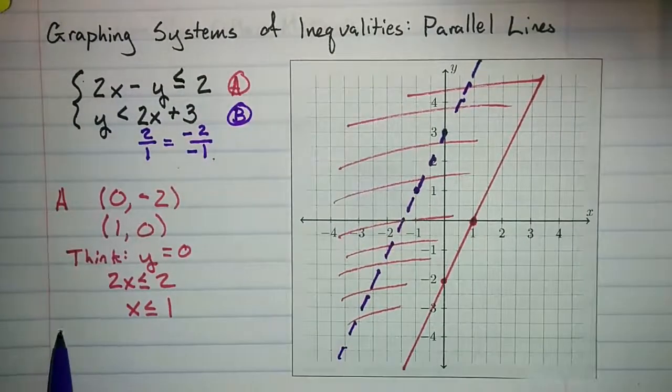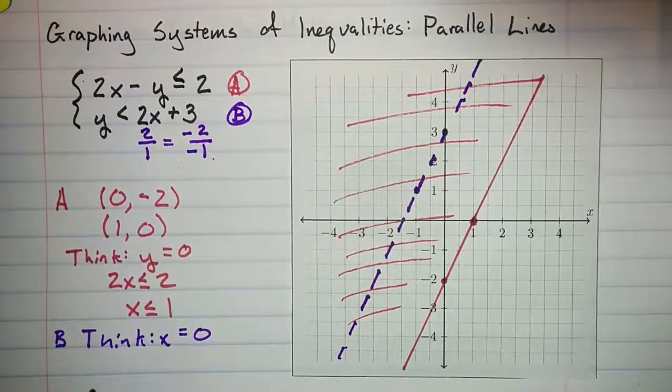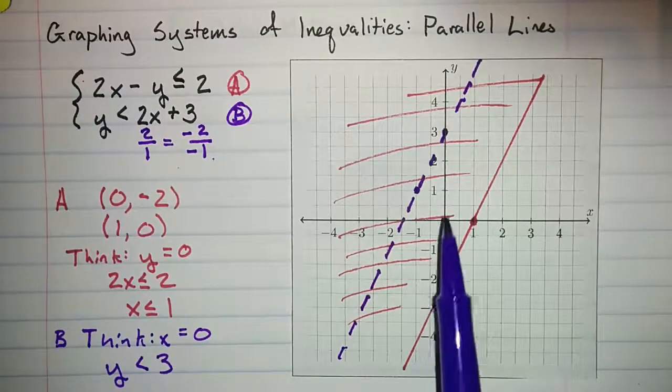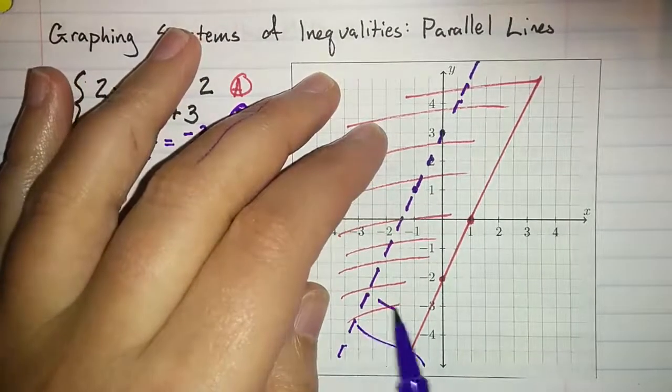And now I'm going to think x equals 0, because that's going to make the algebra simple. I'm looking for where y is less than 3. I want to shade the half that contains this bottom part of the y-axis.